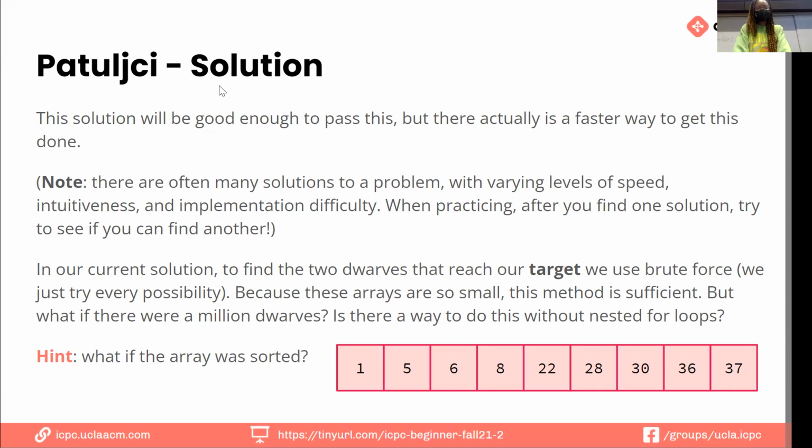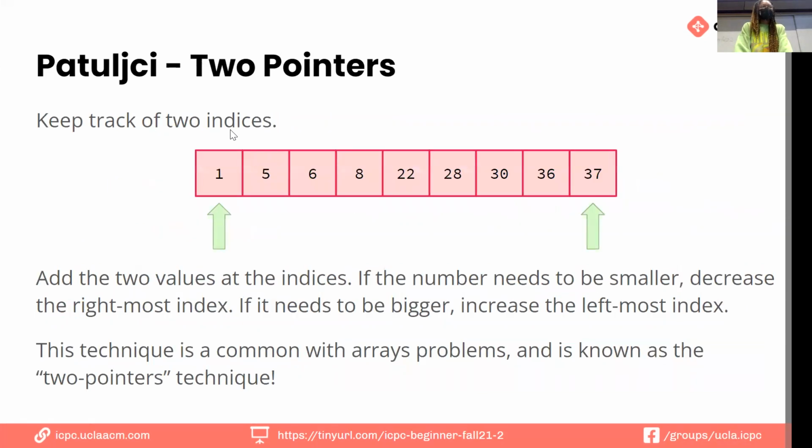Yay, all right. So hopefully you had a chance to think about it. One way we could do this is we could keep track of two indices and add the values at them, starting at the leftmost and the rightmost. Then we add the two values at the indices. If we see that the sum needs to be smaller, we can decrease the rightmost index. And if it needs to be bigger, we can increase the leftmost index. And in this way, we can narrow in on our two dwarfs.